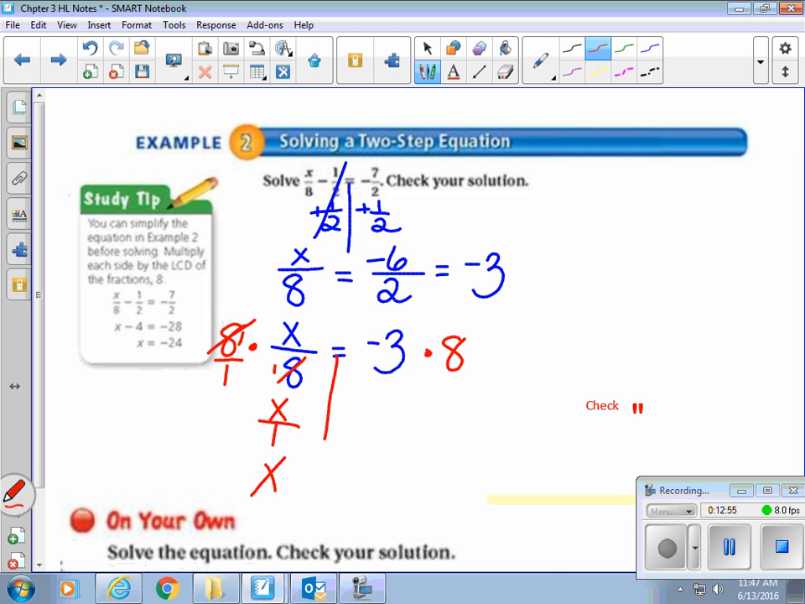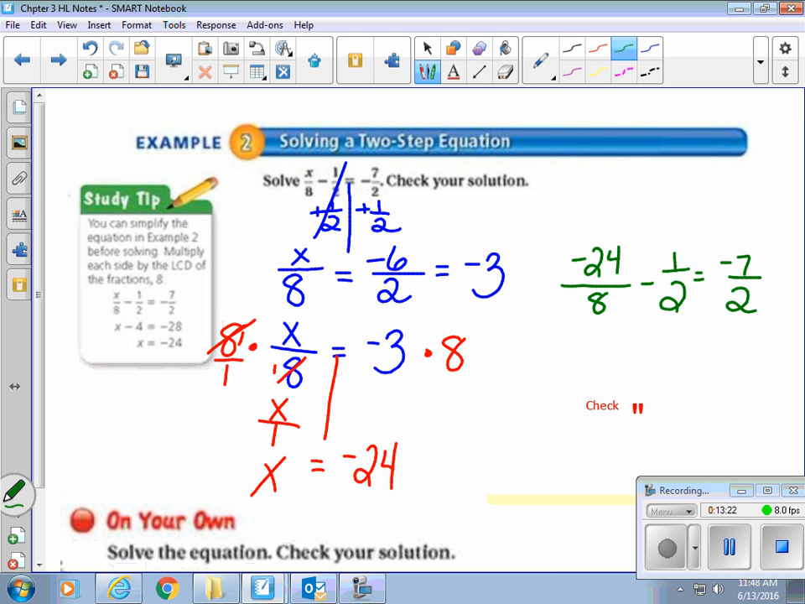On the other side, we need to do our multiplying by 8 as well. Negative 3 times 8 would leave me with a negative 24. And then, just like always, going to substitute to check. So x is now negative 24. I'm going to rewrite my problem. Negative 24 divided by 8 minus 1/2 should equal negative 7 over 2.